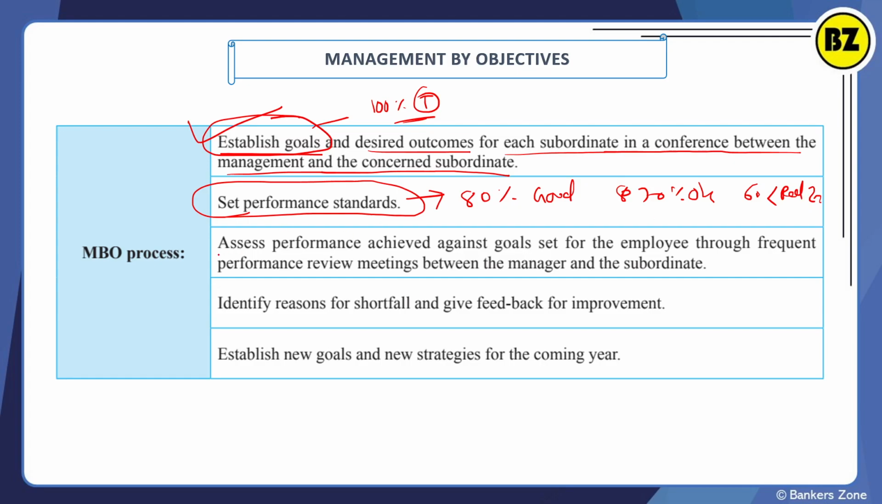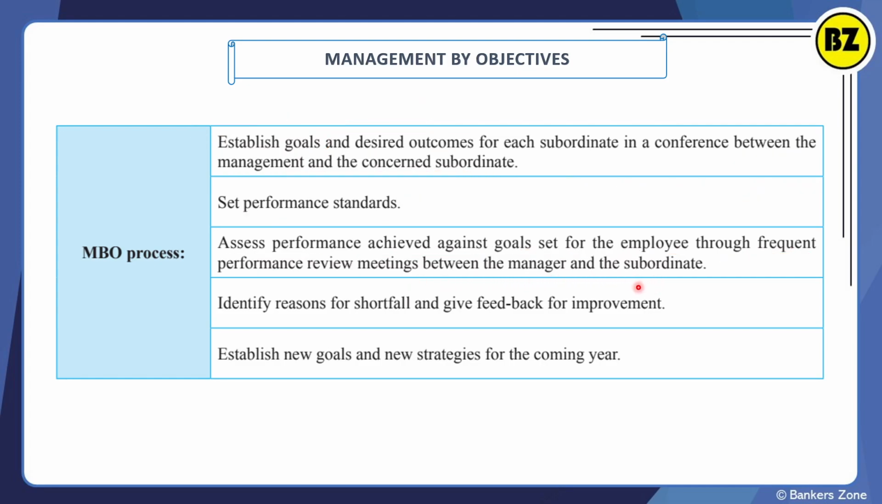Next is to assess performance achieved against the goals set for the employees through frequent performance review meetings between the manager and the subordinate. First you establish goals, then you set some performance standard, then you assess the performance. You are familiar with the review meetings of the manager in the zonal offices. For a bank, this is between the regional manager and the branch managers.